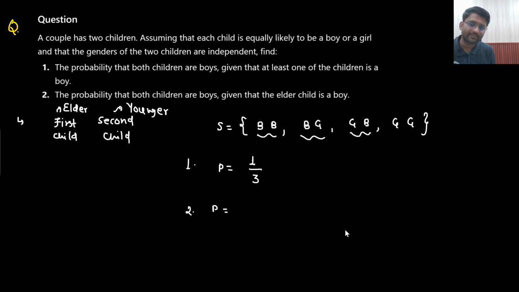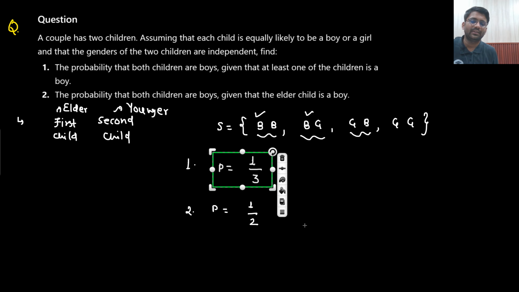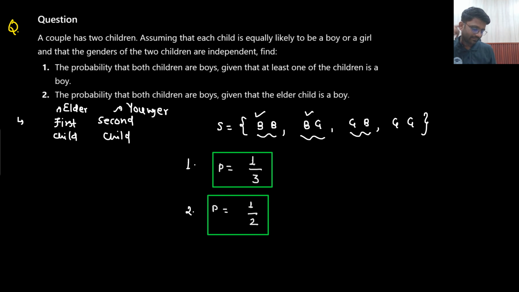Second, the probability that both children are boys, given that the elder child is a boy. Elder child is boy. Only 2 chances are there. Out of them, what is the probability that both of them are boys? Only 1. That's it. This is the answer: 1 by 3 and 1 by 2. It is a GATE question only.